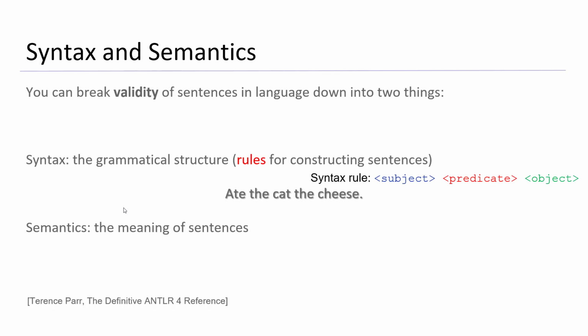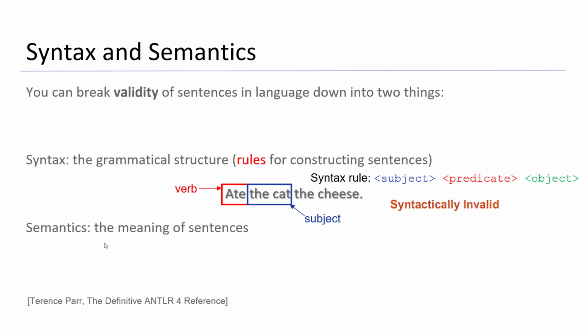However, in this case, the predicate, which is the verb ate, comes before the subject, which is the cat. And because the subject and the verb are out of order in this case, the syntax of this sentence is incorrect. And we say that this sentence is syntactically invalid.